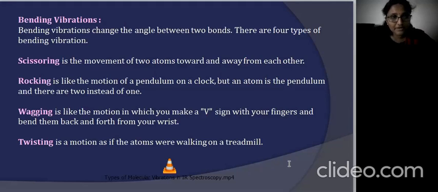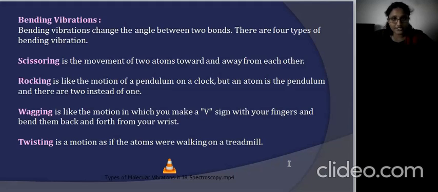So the bending vibrations change the bond angle between two bonds. See, stretching vibration means like this. Bending vibration means the bond angle will change. There are four types of bending vibration. Scissoring is the movement of two atoms toward and away from each other. So scissoring like this.